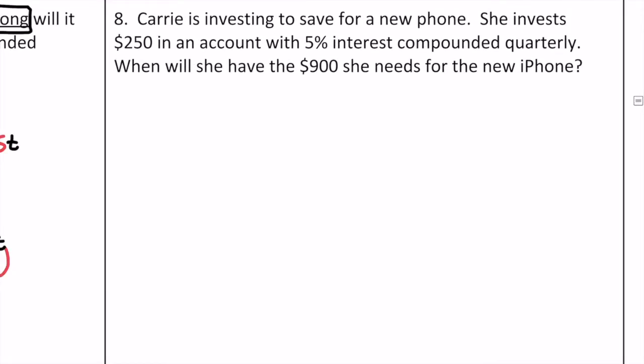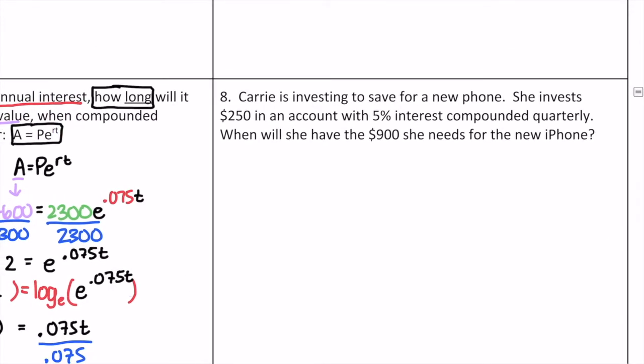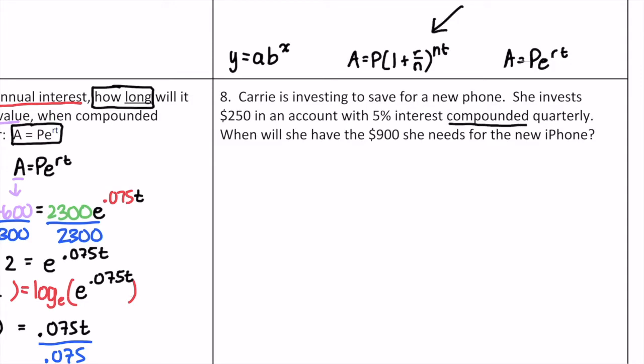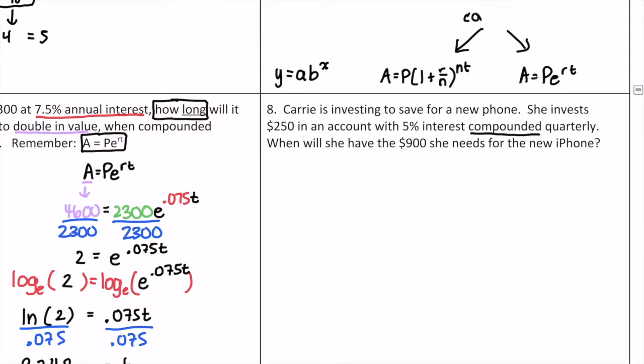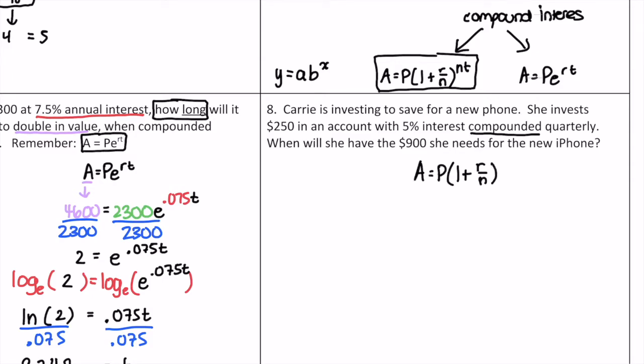So first of all, I want to decide which one of the formulas I need. I have y is equal to a times b to the x power. I have A is equal to P times 1 plus r over n to the nt power. And I have A is equal to P times e to the rt power. It says compounded, so it's one of these two, because these are the compound interest formulas. This one is for continuous. This says quarterly, so that's a finite number of times per year that I'm compounding interest, which means I'm using this formula. So I'm going to write that down: A is equal to P times 1 plus r over n to the nt power.